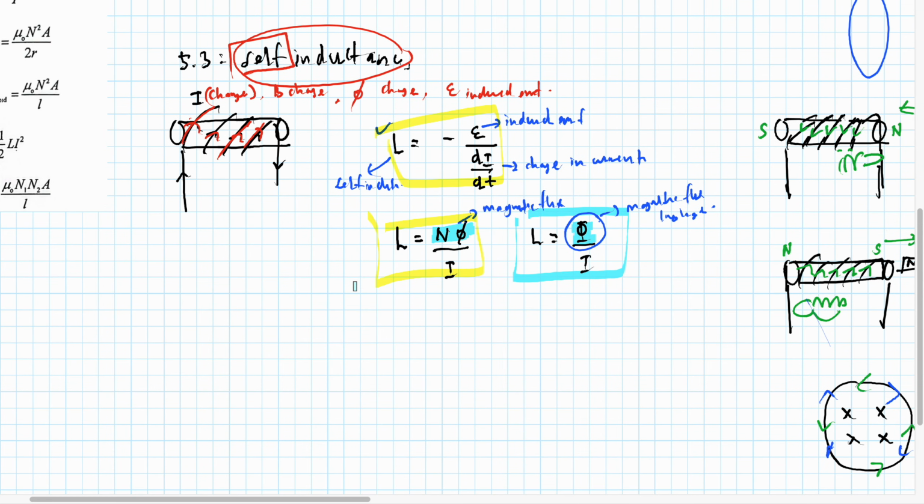Lepas tu self-inductance, ada general formulas untuk self-inductance. Maksudnya dia solenoid ke, dia coil ke, dia apa ke, you can use it. Tapi ada a few formulas which is specifically untuk coil. Okay, self-inductance untuk coil adalah mu naught N squared A bahagi dengan 2R, di mana mu naught ni adalah nilai constant. N is the number of turns lah. A is the area of the coil. And R adalah radius of the coil.